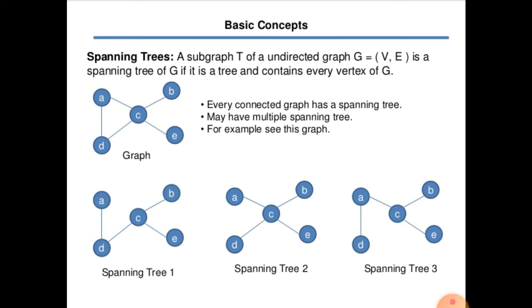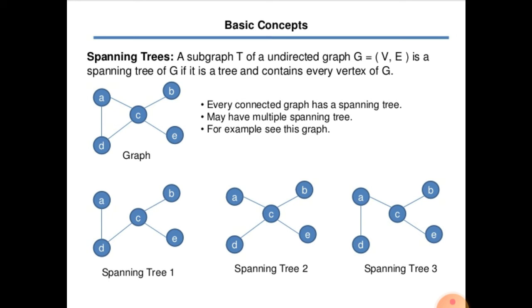You may have multiple spanning trees of a graph. Suppose a graph is given, you can find different spanning trees. For that example, here is a graph given, and if you want to find the spanning tree, each node is connected and there is no cycle. There are three spanning trees given here. Now there may be more than three. In my next slide I will discuss that.